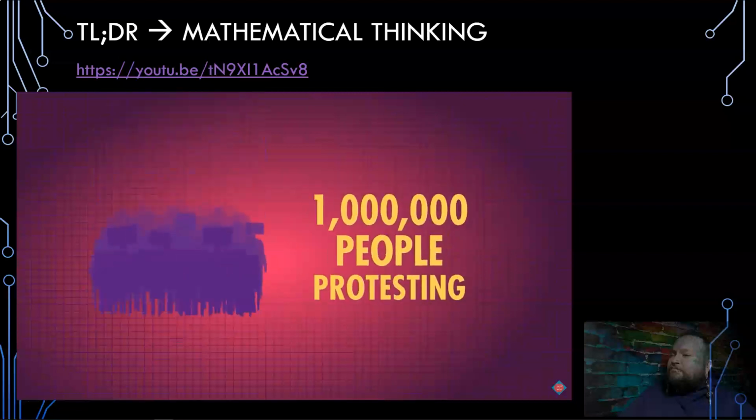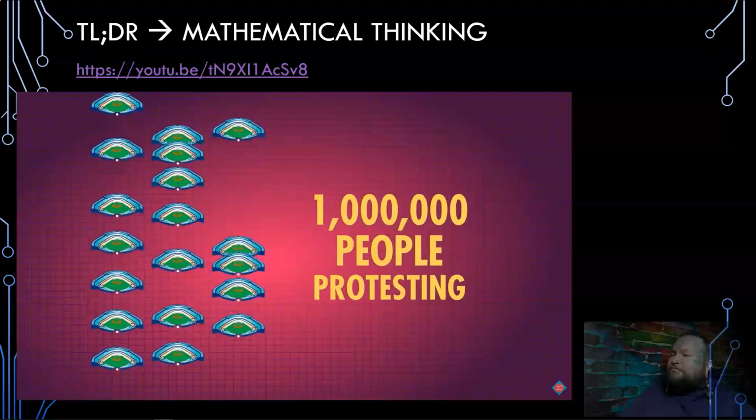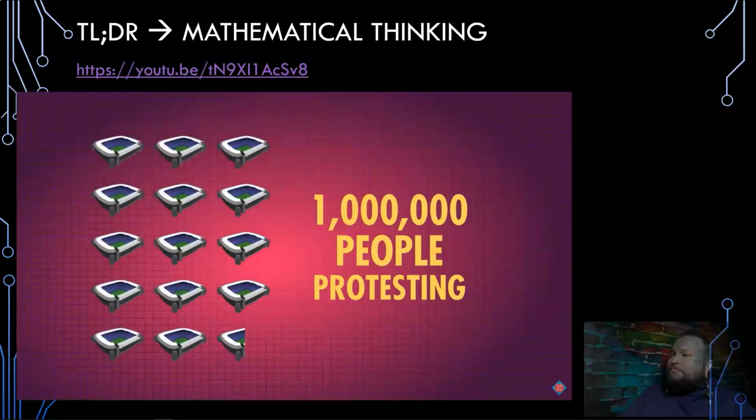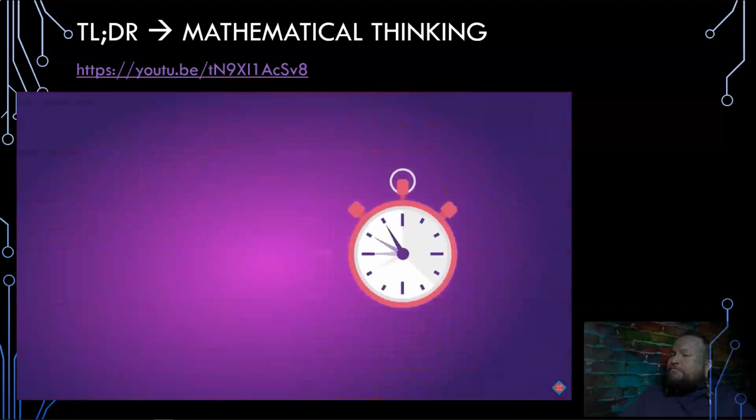1,000,000 people taking to the streets to protest might be easier to think of as 21 Dodger stadiums worth of people, or 14.5 crowds for a Real Madrid match. Time can help us go even bigger.